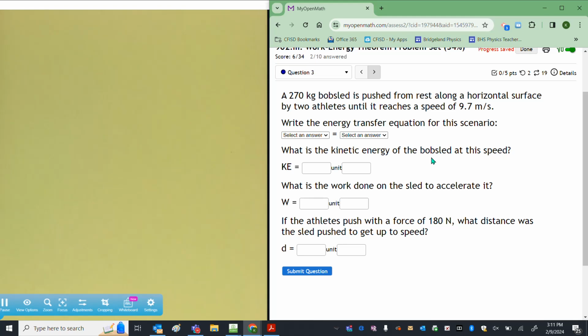Sometimes it's easier to start with the end. And so if I read this, I know that at the end of this whole scenario, my bobsled is moving 9.7 meters per second. That's kinetic energy. So I know that the final state, I have kinetic energy.